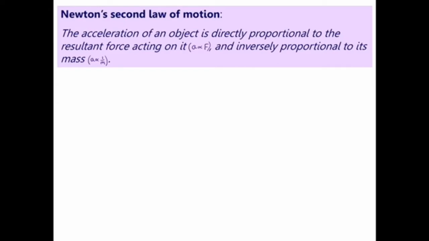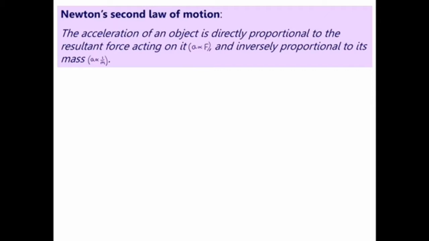This is the wordy version of Newton's second law of motion. The acceleration of an object is directly proportional to the resultant force acting on it, and that little symbol there between the a and the F is the symbol for direct proportion, and inversely proportional to its mass. So a is proportional to 1 over m.